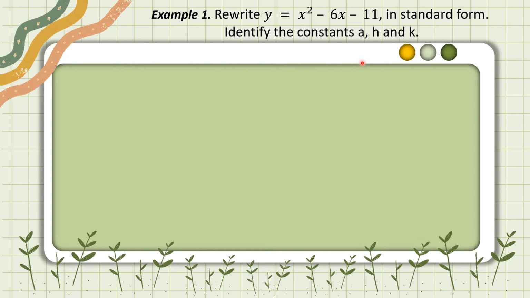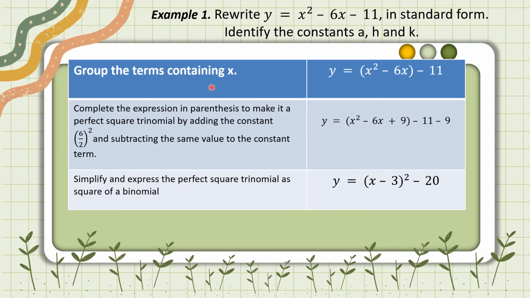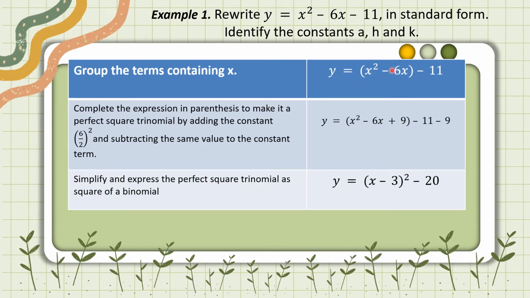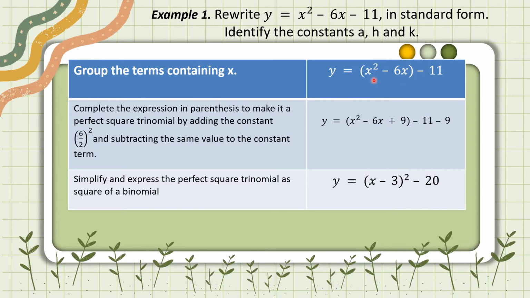So we have here the different steps. First step, you need to group the terms containing x. Just look at the terms with x and group them. So y is equal to the quantity x squared minus 6x. The constant is not included. Then the grouped terms with x, like what we did earlier in the first example, we will make into a perfect square trinomial.